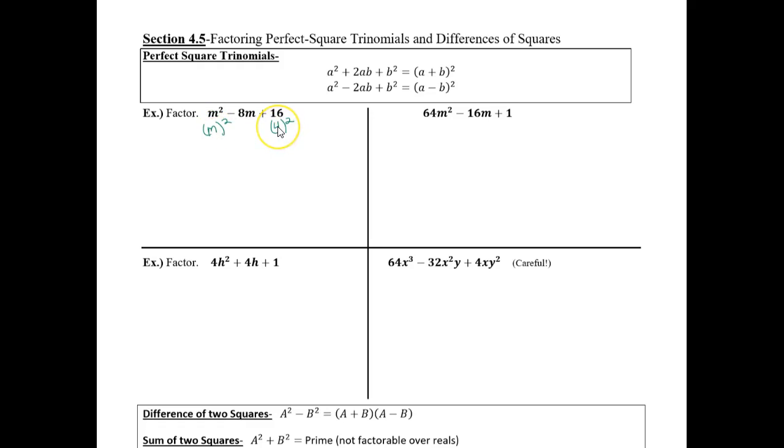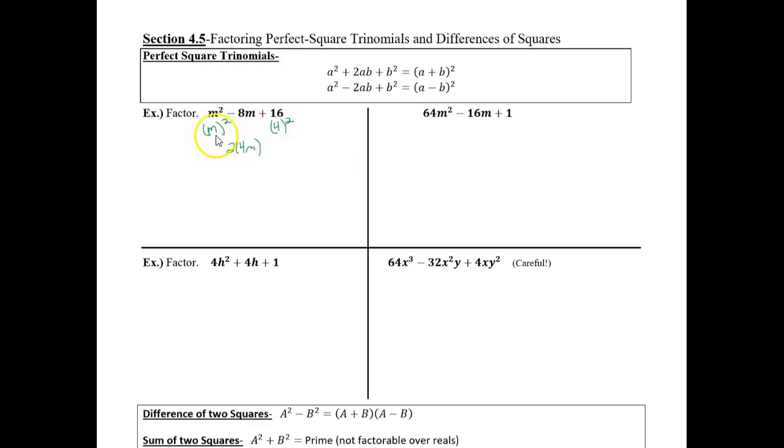If the first and last are perfect squares, and when you take what is being squared, so in this case the 4 and the m, multiply it together, so that's 4m, and then double it, so 4m doubled, and you get the middle term, then that is a perfect square trinomial. And there's a shortcut method to factoring.